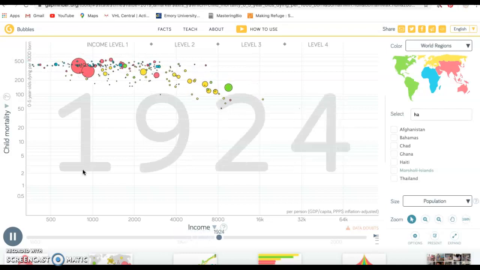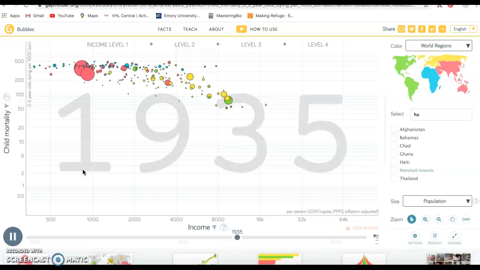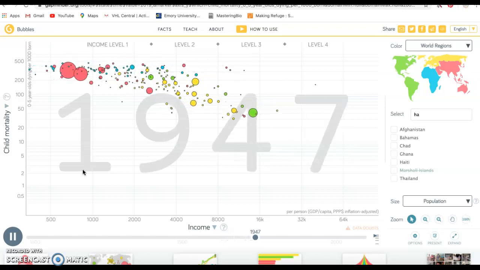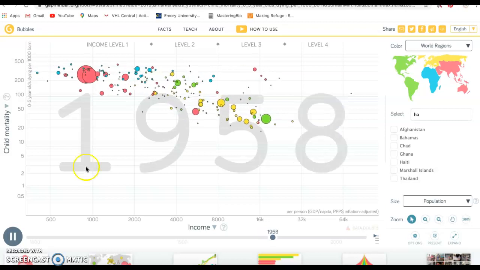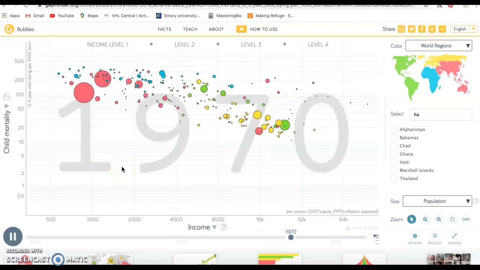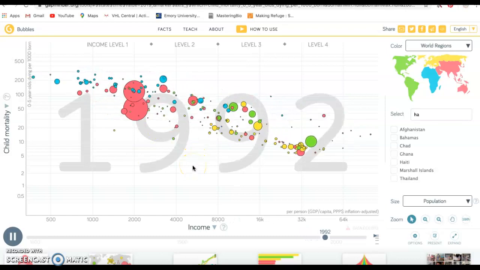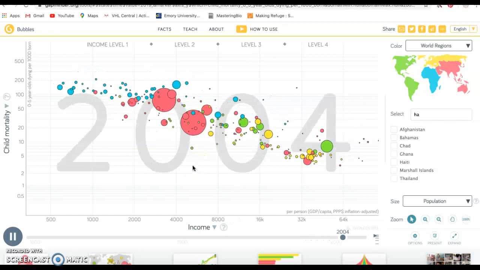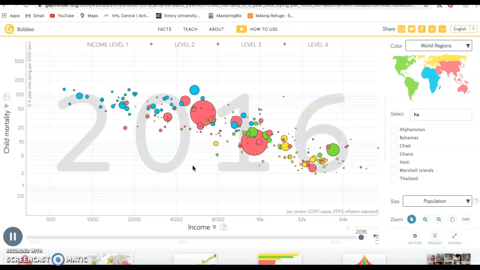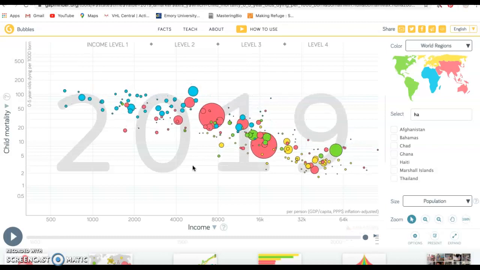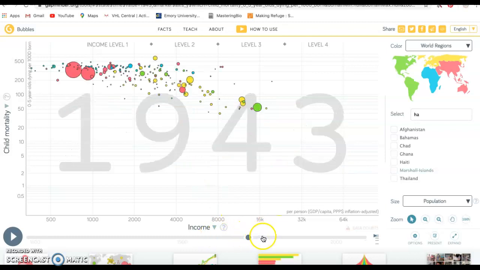I also assumed that over time, vaccines are developed and that wealthier countries are more likely to have access to these vaccines that prevent children from dying. As you can see, income and child mortality rate correlate as I expected, with higher income resulting in lower child mortality rate. The correlation is visible throughout time, but the countries began to spread out in terms of these factors about halfway through the 20th century.